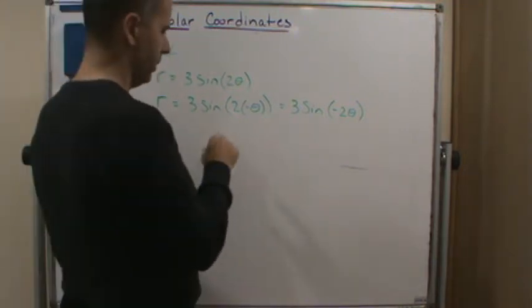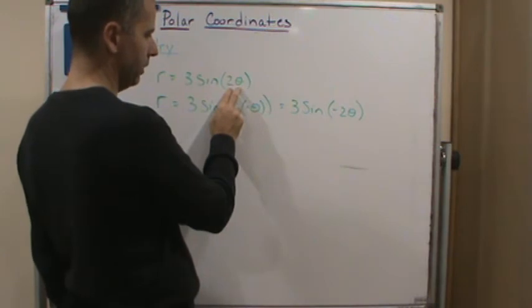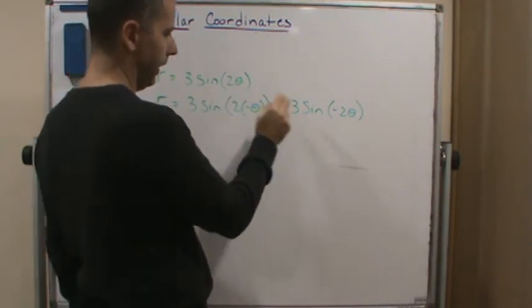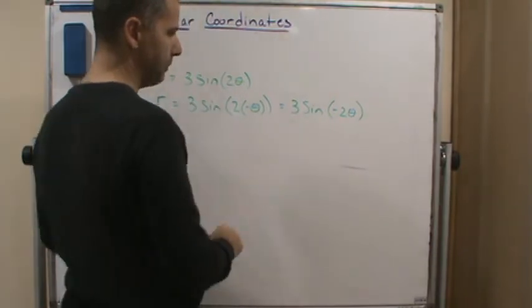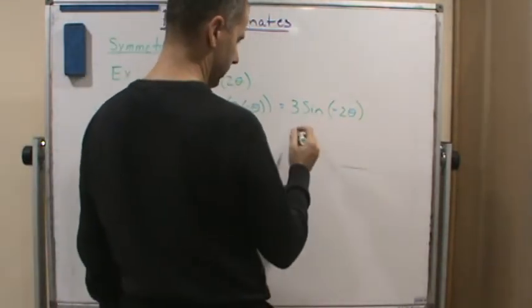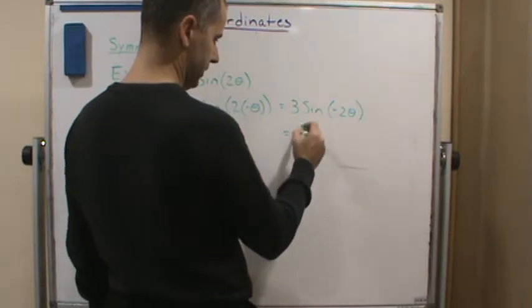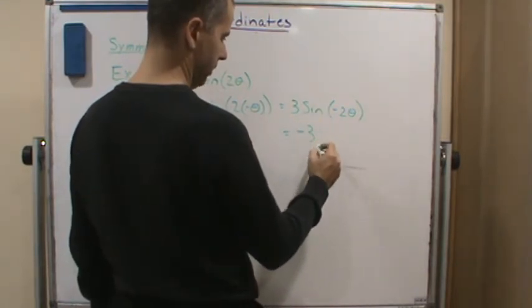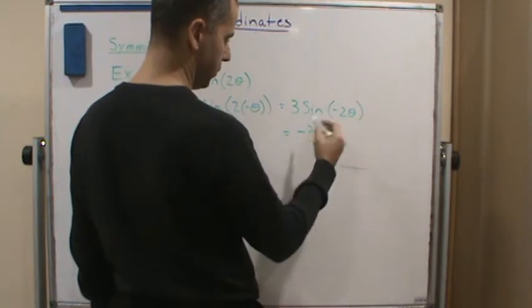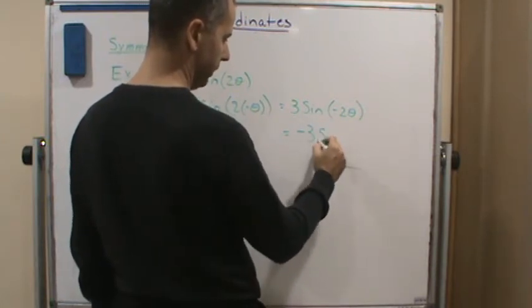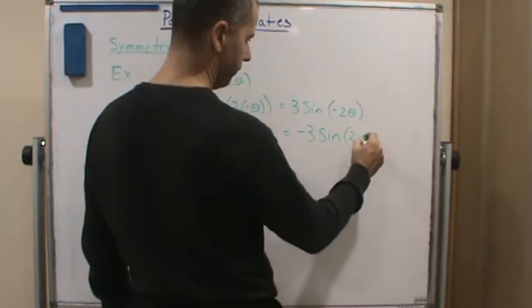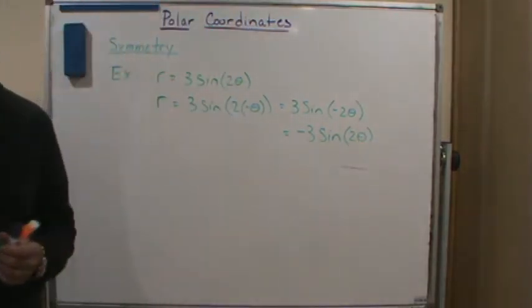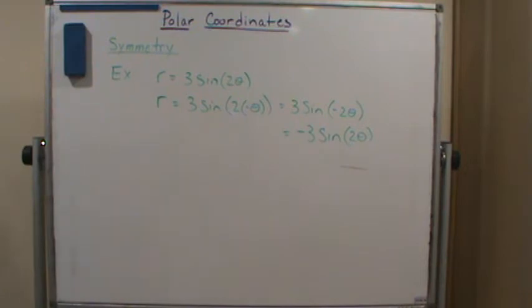So if I put in the opposite angle, what I'm going to get is the opposite of this. So this is going to equal the negative of sine of 2 theta, or in other words, negative 3 sine 2 theta. So we don't end up with the same result. Since this changes the original equation, the test is not satisfied.